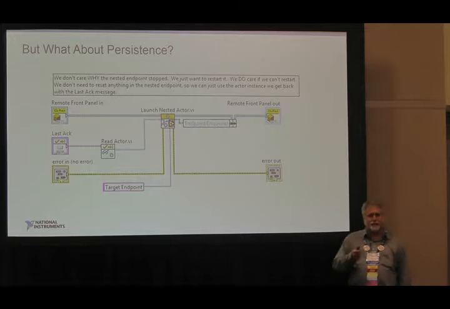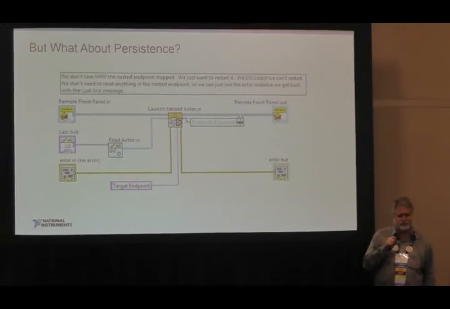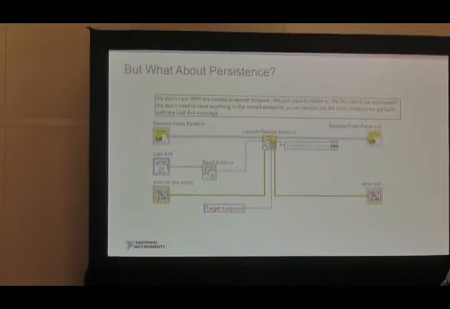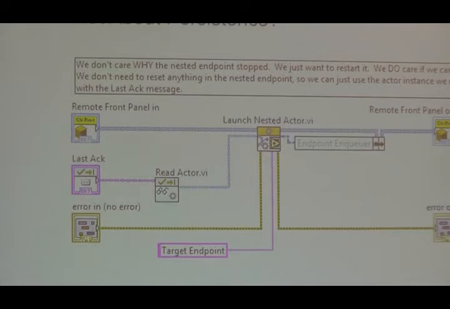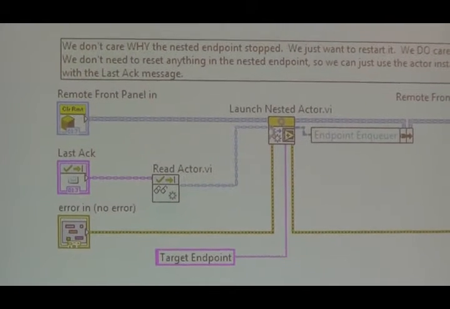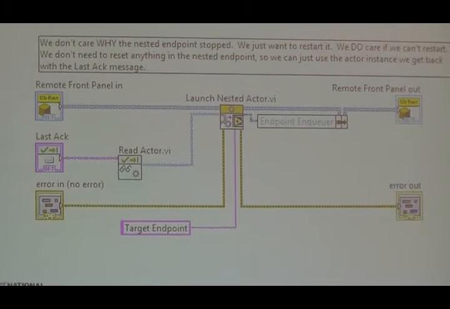So, that persistence though, this is really cool. If your client server and the client disconnects, well, the server needs to reset its connection somehow. We need to have some persistence, but we don't have it in nested endpoints. So how do we manage that? You can still get it.